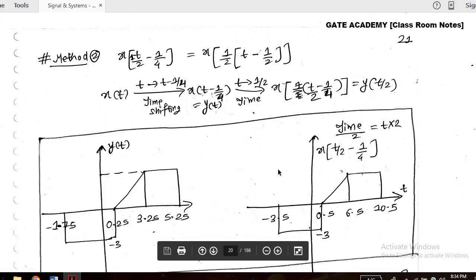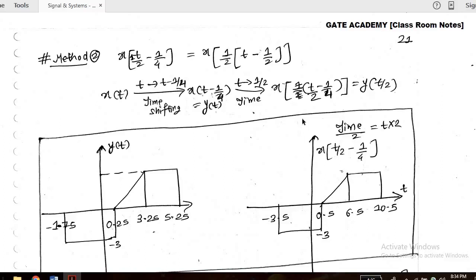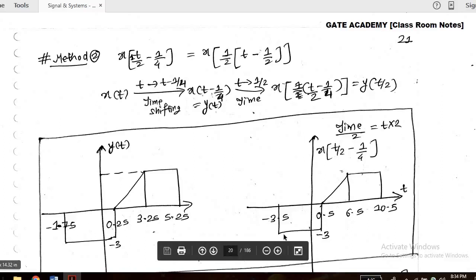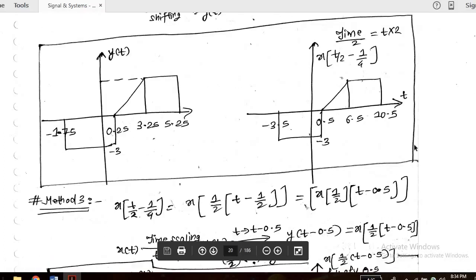Next, here is time expansion: each time interval value, the time axis, is multiplied by 2 now, because 2 is there in the denominator. Or you can also consider it as x of 0.5t, and the time axis is divided by 0.5, which is nothing but the time axis multiplied by 2. So minus 1.75 into 2 becomes minus 3.5, 5.25 into 2 becomes 10.5. Now you got x of t by 2 minus 1 by 4.